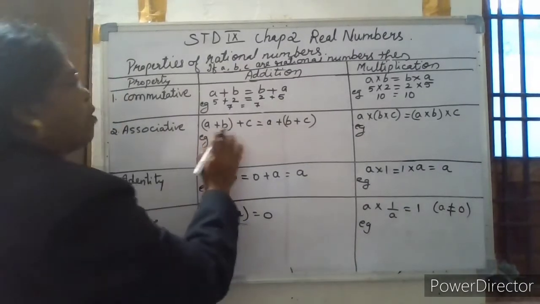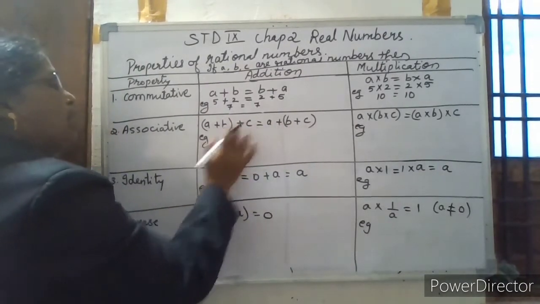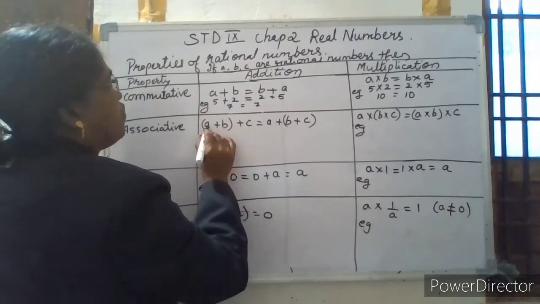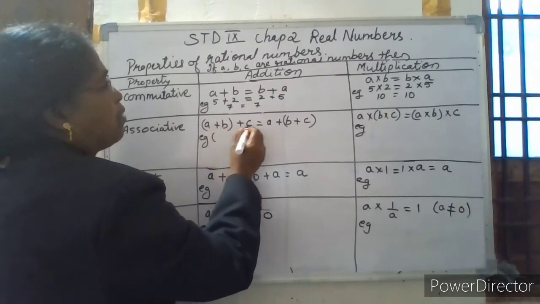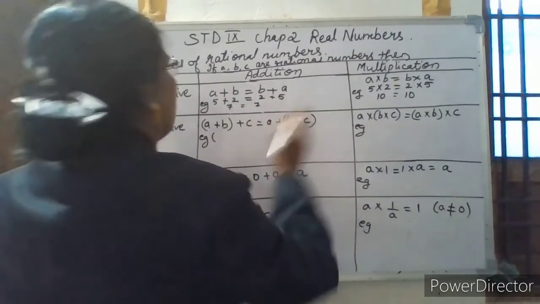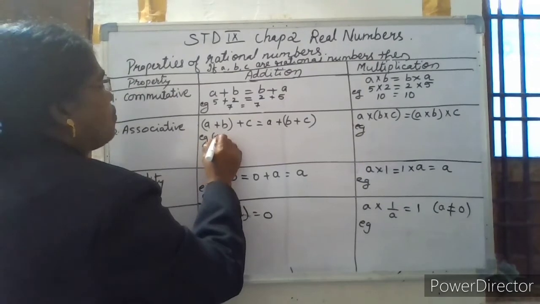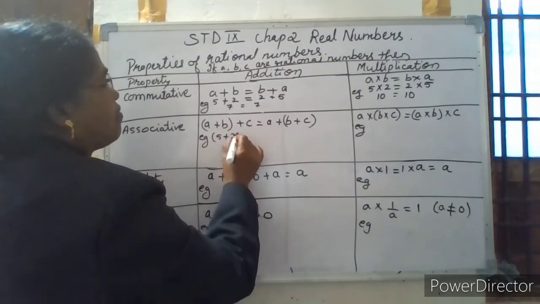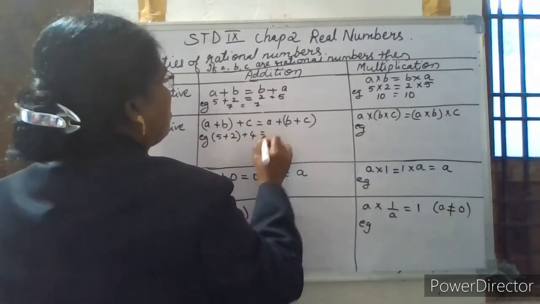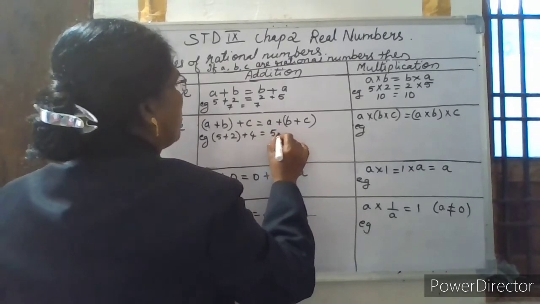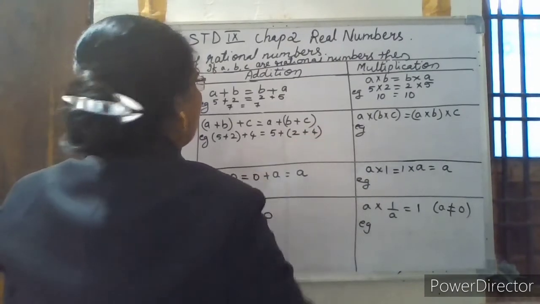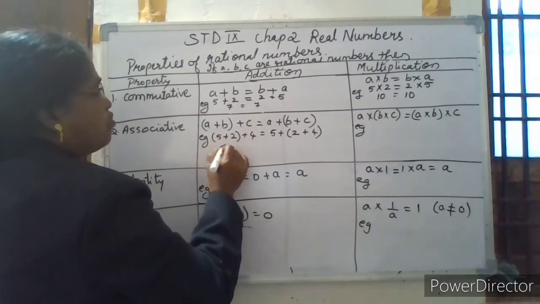In the associative property we have three numbers A, B, C. For example, the same example I will take. First put A plus B in the bracket, then plus C, and this is equal to A plus, in the bracket, B plus C. So A as 5, plus 2 as B value, plus let us take C value equal to 4. So this must be equal to 5 plus, in the bracket, value of B as 2 plus 4 as C. So solve this: 5 plus 2 is 7.